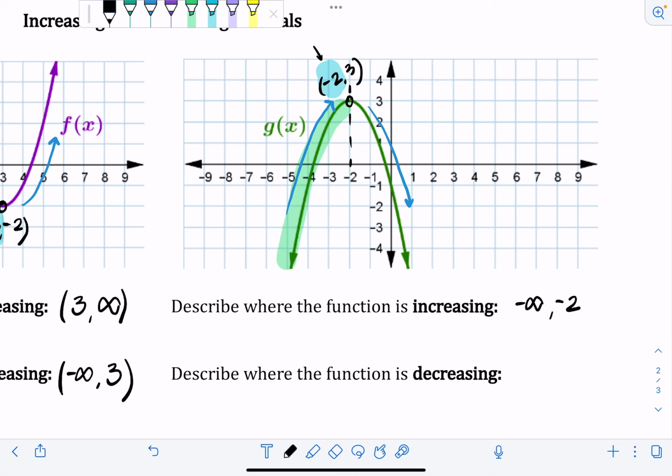And then a parenthesis around -infinity. And then same thing here, the vertex is neutral. It's where it shifts from increasing to decreasing, but it's neither of them specifically. So we put a parenthesis around -2.